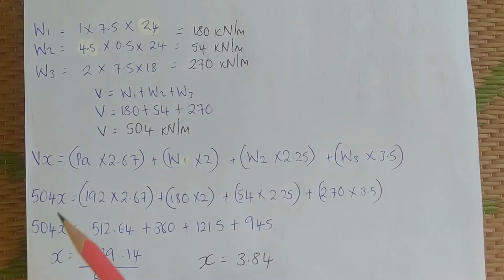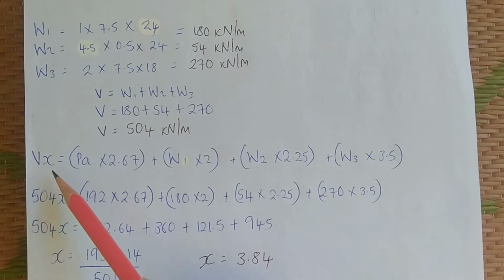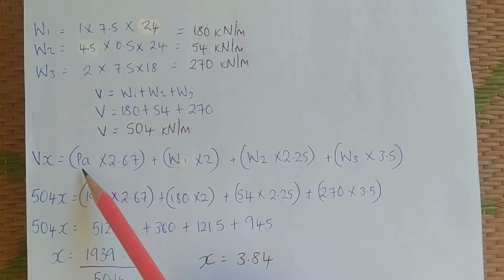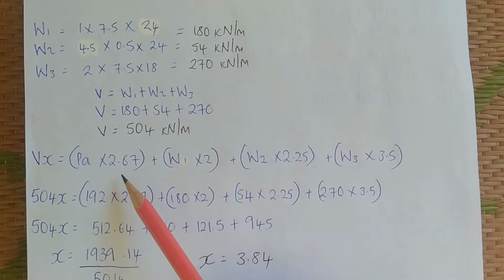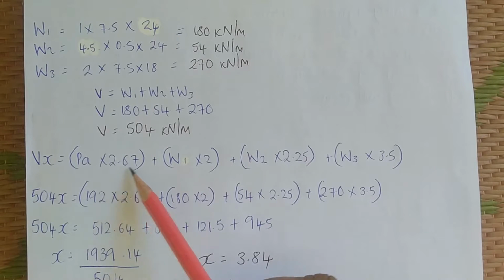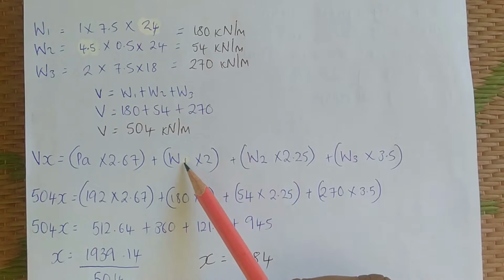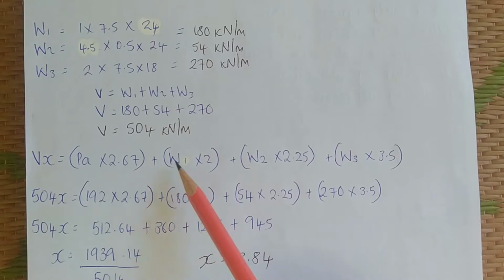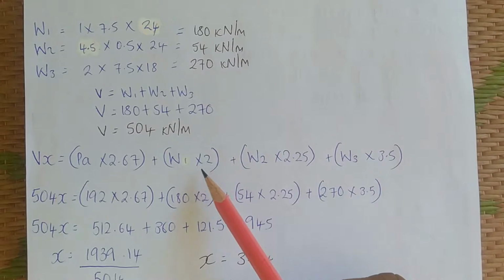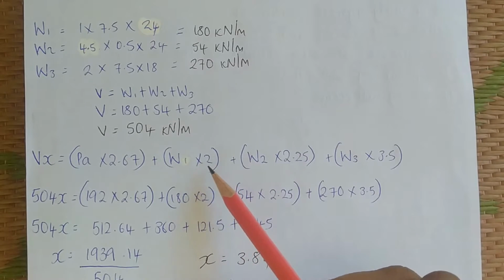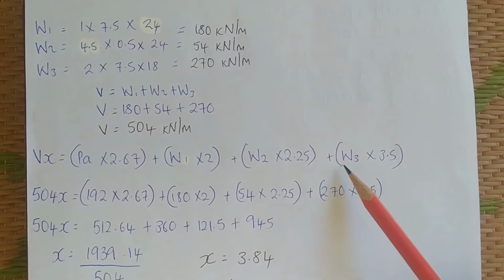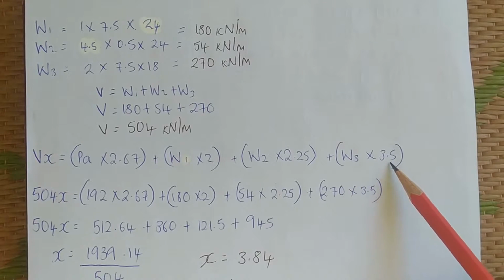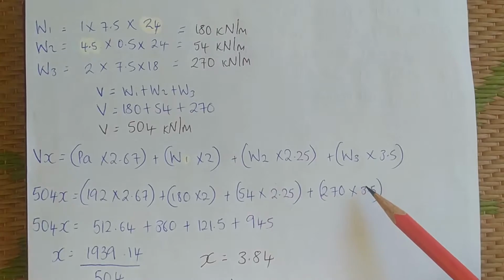So Vx, this is the moment, which is equal to PA multiplied by 2.67, the height where the active pressure will act, plus W1 multiplied by 2. I'll show you where I got this 2 from, and plus W2 multiplied by 2.25 plus W3 multiplied by 3.5. I'll show you where I got these values.